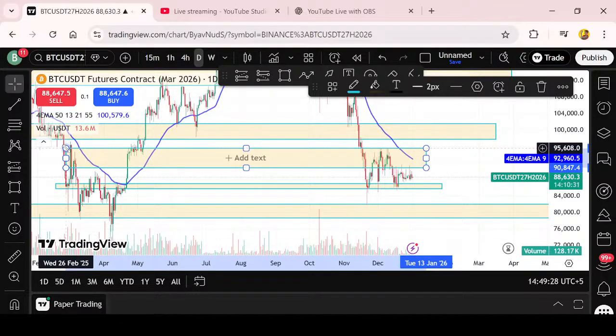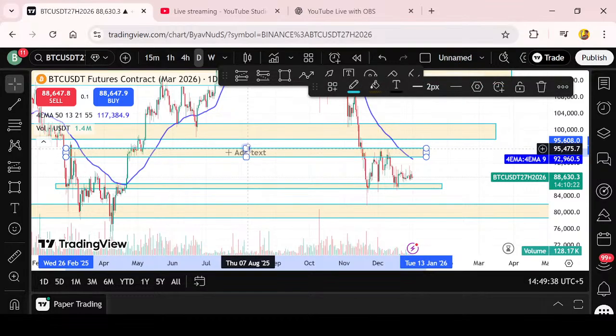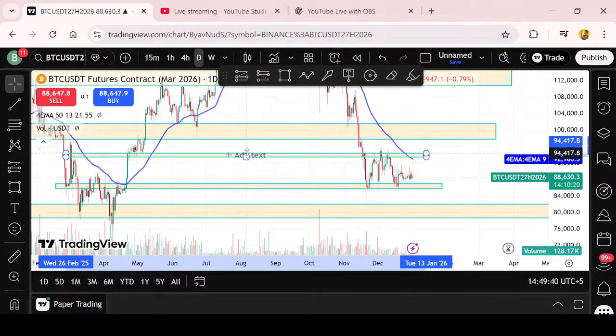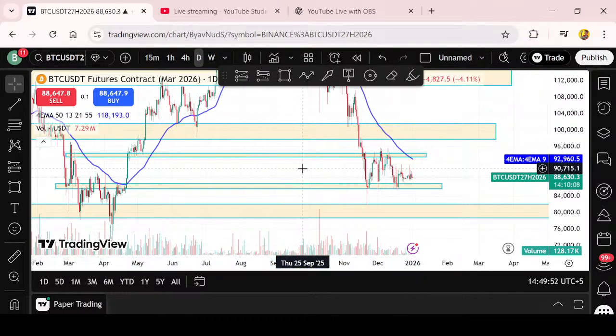I don't think it's gonna be worth it, but it is worth it. Here is the perfect resistance, because you can see there's a lot of rejection from here. The first, second, third, and then fourth, fifth, sixth, and seventh. There is a lot of rejection from this level.